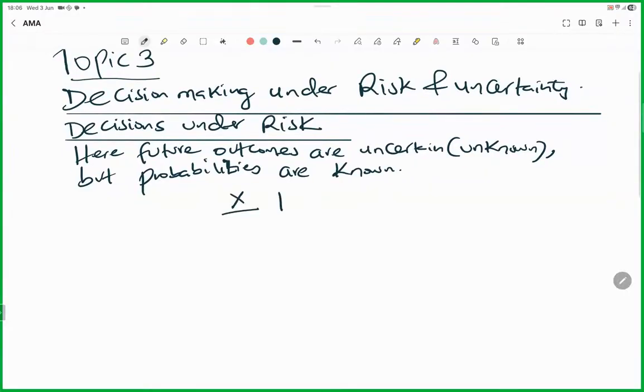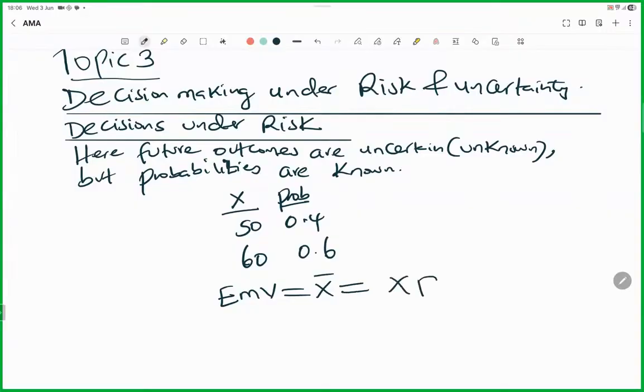We are given here X, for example, and this could either be 50 or 60, and then you are given probabilities like that. Even if you're not told anything, whenever you see these outcomes of X and you see probabilities, what are you supposed to be doing? You multiply. That gives us what we call expected monetary value, which is the same as X bar. To get X bar, you take X values times P, and then you sum. You take XP and then you sum.